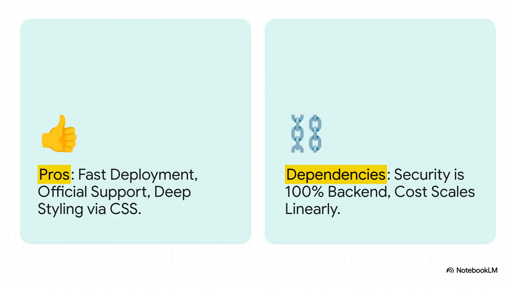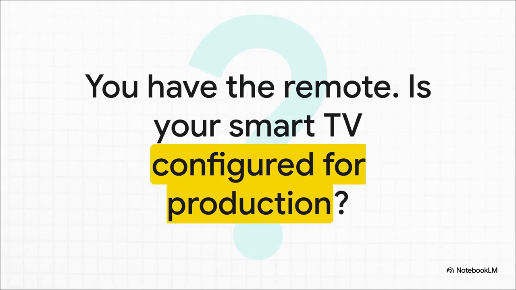The pros are huge. Lightning-fast deployment, official support, and you can style it however you want with CSS. But those pros come with major dependencies. Security is 100% on you and your back-end. The cost scales directly with how much people use it, and its functionality is totally capped by what your workflow can produce. Ultimately, N8N has handed you a sleek, simple remote control that works right out of the box. It's fantastic. But the real question, the one you need to ask yourself, is this. Is your smart TV, your back-end N8N workflow, truly configured, hardened, and optimized for production?